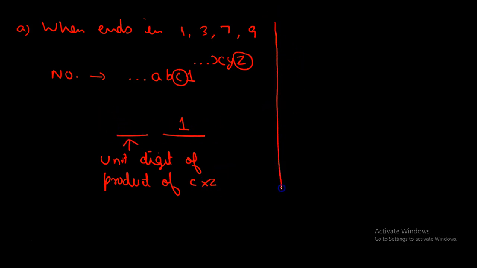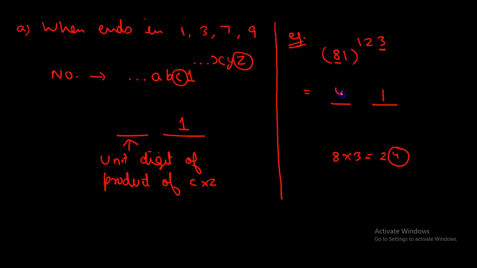Let's take one example. Let's say we have the number 81 raised to the power 123. In order to get the last two digits, the unit digit will be 1. Now the second last digit: before 1 we have 8 and the exponent ends in 3. So 8 into 3 is 24. The unit digit of 24 is 4, so we'll place 4 over here. So the last two digits of 81 to the power 123 are 41.